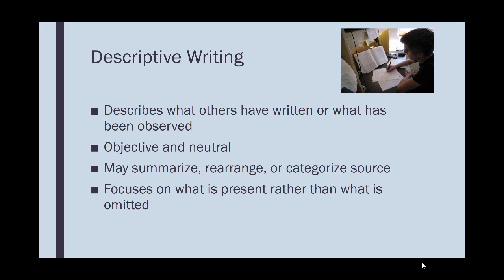Descriptive writing is a style of writing that describes what others have written or what has been observed. It tends to be objective and neutral. It doesn't add your interpretation in there. You may summarize, rearrange, or categorize the source, but you're really presenting what the source says without putting your analysis in yet. It focuses on what is present rather than what is omitted, because if you focus on what isn't there, then you are basically communicating that you think that there's something that should have been there.